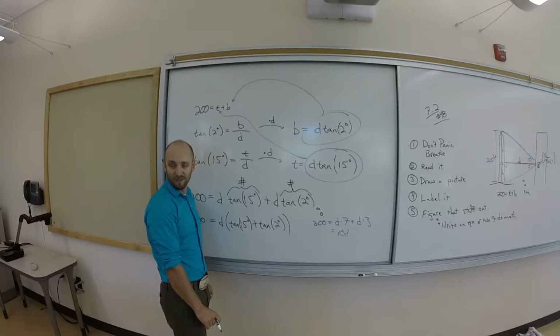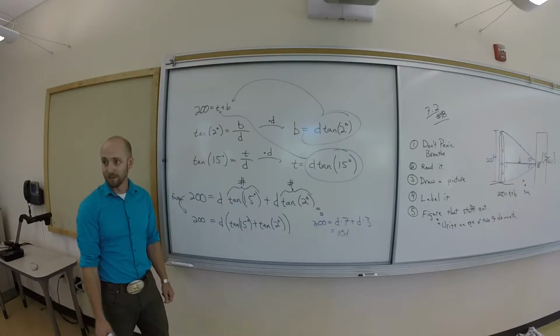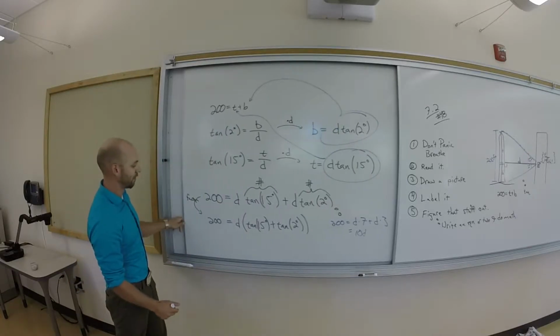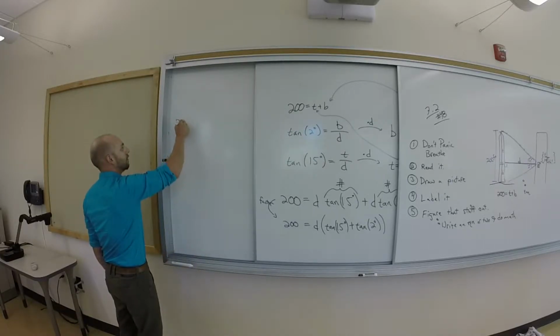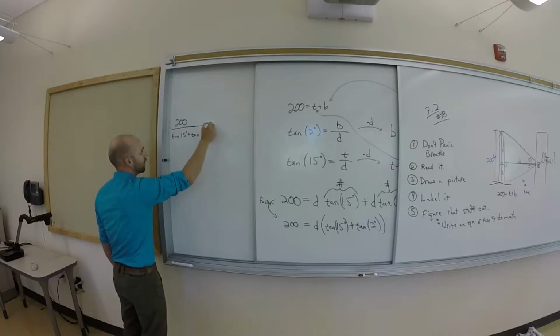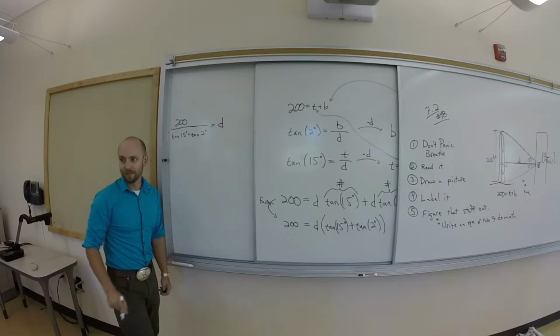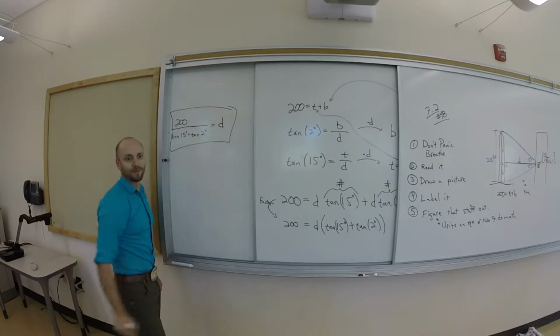So you can end up running both of those through your calculator. Me personally? No, because what I'm going to do is I'm going to take that thing, and I'm going to write 200 divided by tangent of 15 degrees plus tangent of 2 degrees equals d. I'm going to circle this and go home. I'm done.